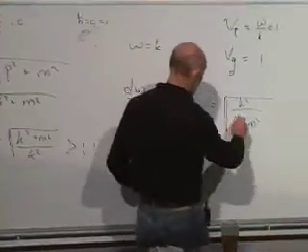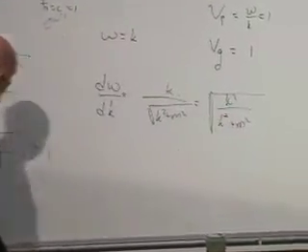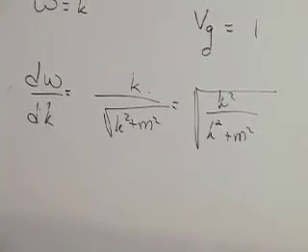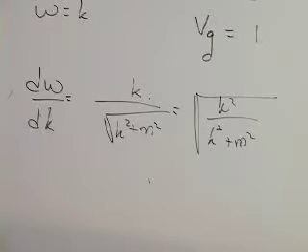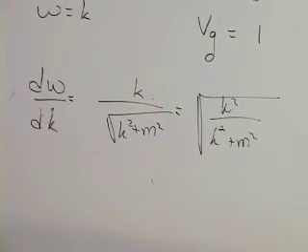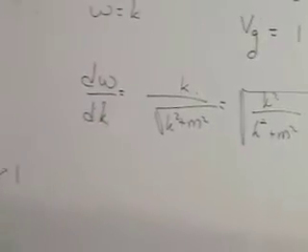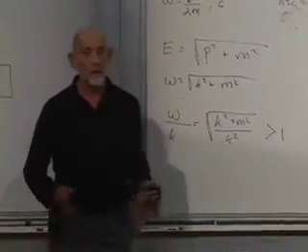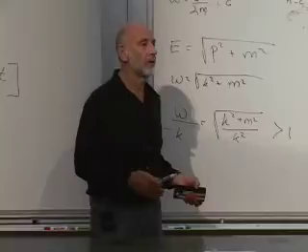K squared, thank you. They're just inverse to each other. And as it happens, as was pointed out by somebody, the product of the group velocity and the phase velocity are equal to 1. So they're just inverses of each other. Now that's somewhat accidental. That's not a very general fact.